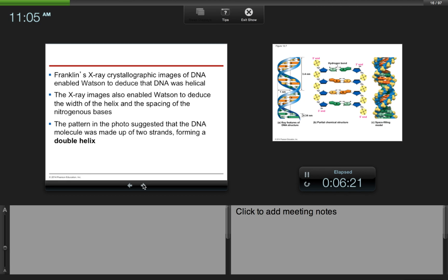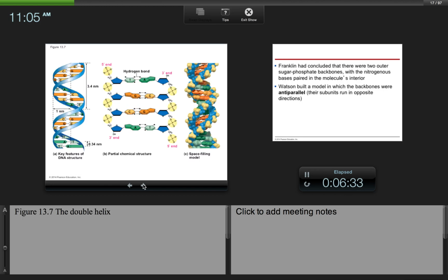Franklin's X-ray crystallography of DNA enabled Watson to deduce that DNA was helical. The pattern in the photo suggests that the molecule was made up of 2 strands forming a double helix, like this one right here. This is a double helix. Notice that the A's bond with the T's through hydrogen bonding and the G's with the C's. Notice also that your pyrimidines always bind with a purine.